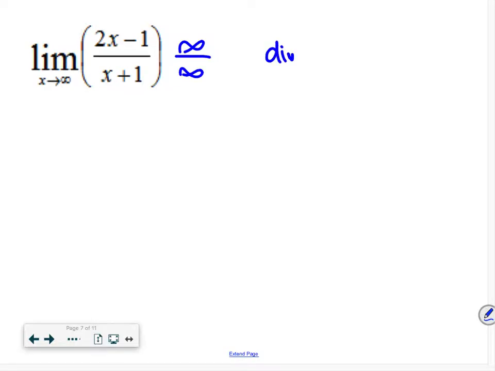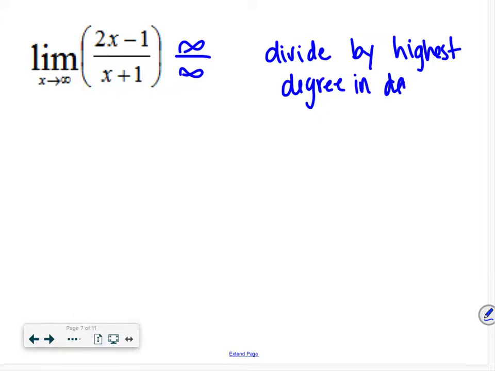So if we have this case, we can divide by the highest degree in the denominator. Is it legal to divide the numerator and the denominator by the same thing? Yeah, because then that would be like multiplying by 1. If we multiply by 5 over 5, that's okay. If we multiply by 1/2 over 1/2, that's okay. That is what we're going to do here.